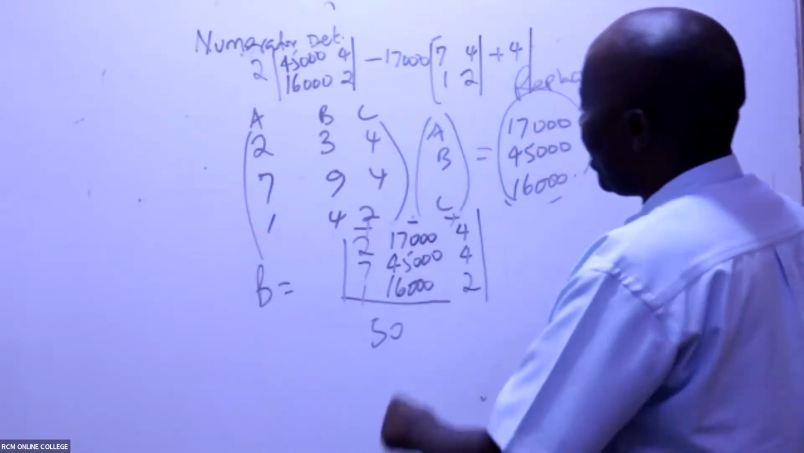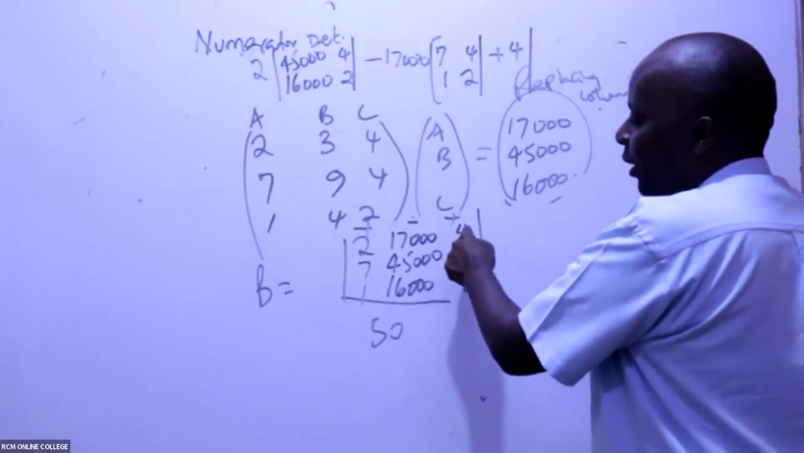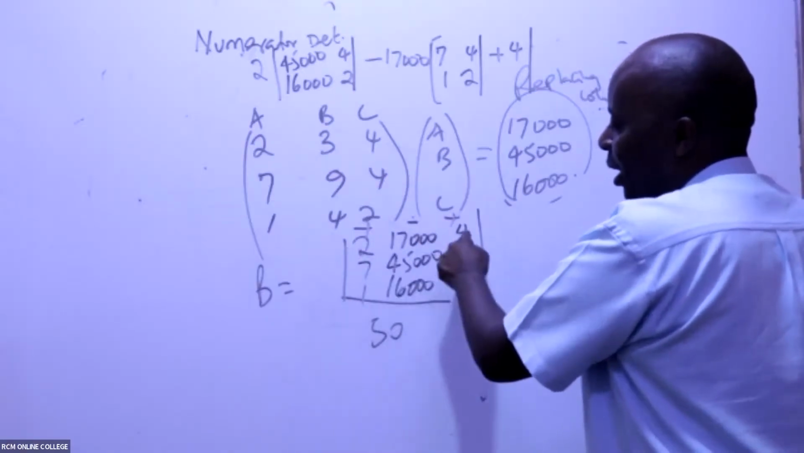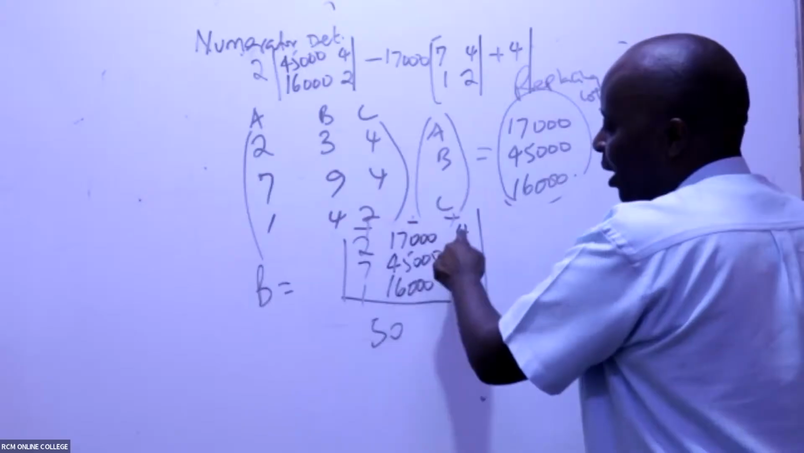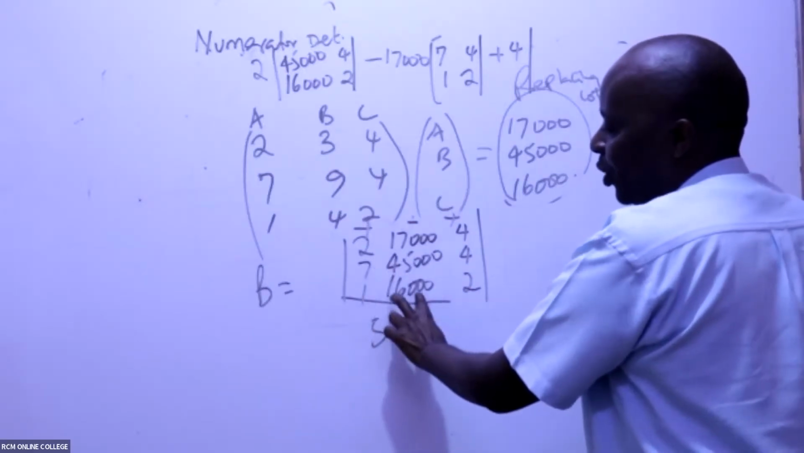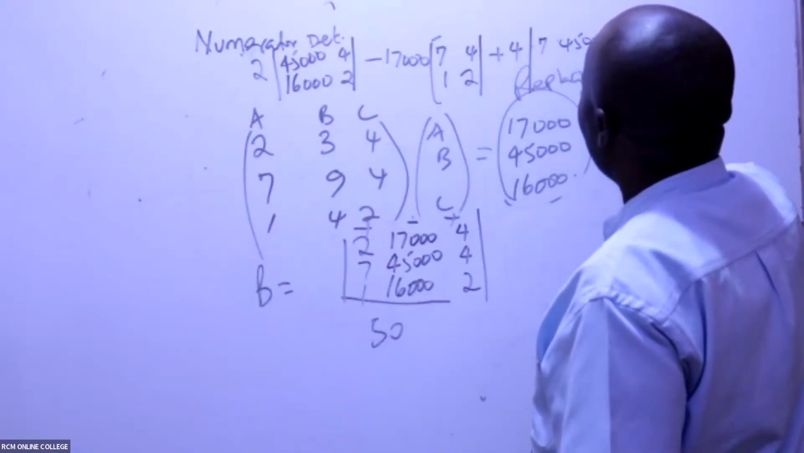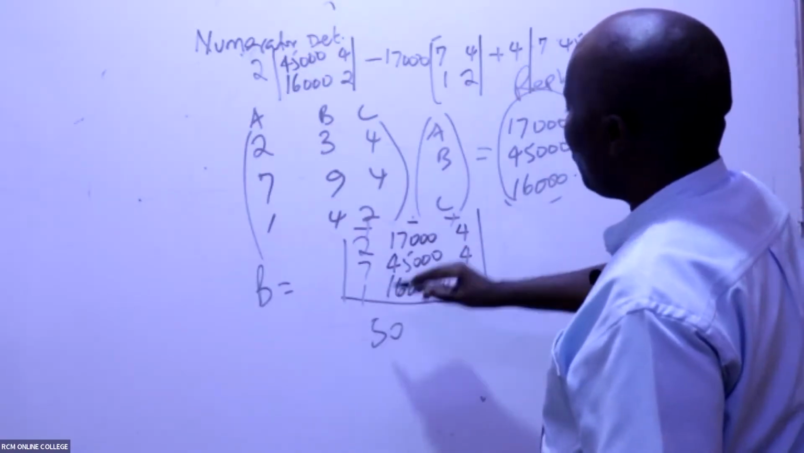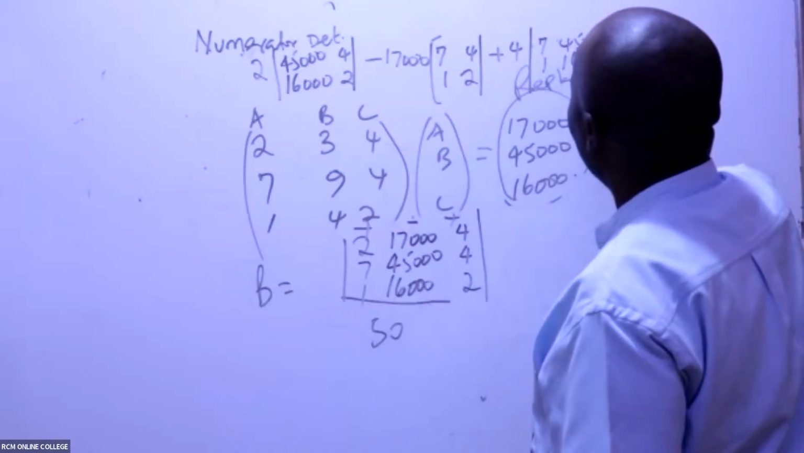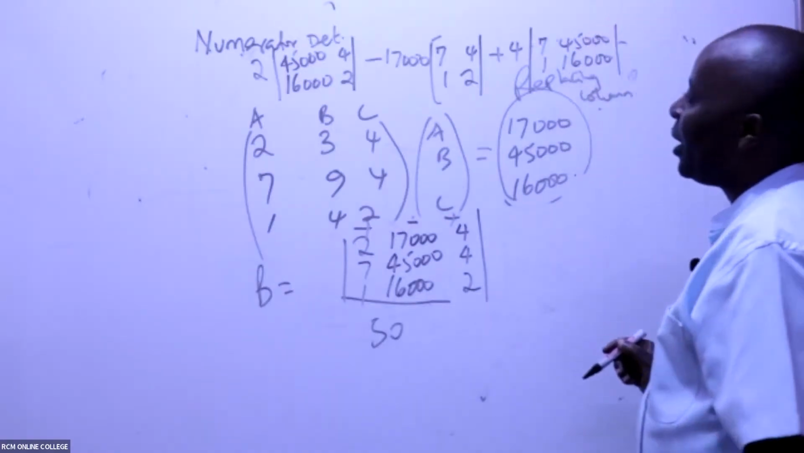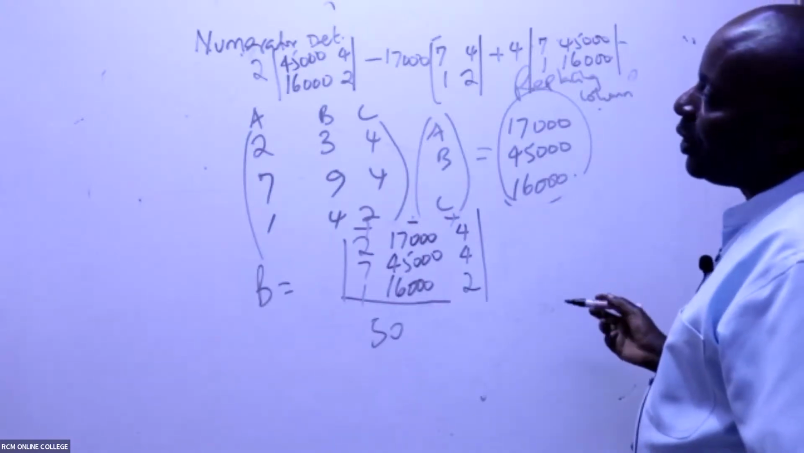Once we have this 4, then we must hide this and that. We must hide this and that. If we hide this and that, the leftovers are these ones. So 745,000, 116,000. Like that. And then now you can easily go ahead and give me these figures.